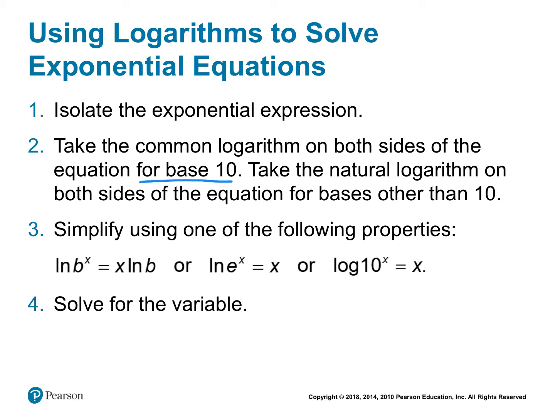Take the natural logarithm on both sides for bases other than 10. Then we're going to simplify using one of the following properties. The natural log of b to the x is the same as x times the natural log of b, and that was where you could move the x down in front. Or the natural log of e to the x is equal to x. Or the logarithm of 10 to the x equals x.